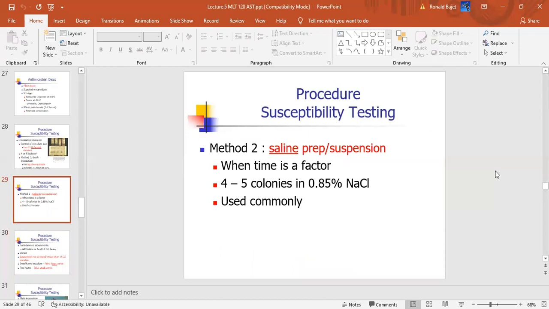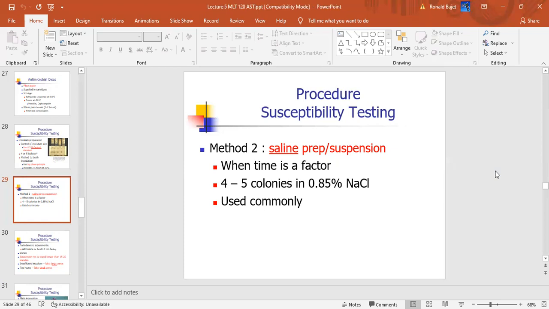Method 2 is not doing the log phase. Say, for example, you're slow on the bench and didn't read your cultures, and you didn't identify the colonies you want to work up because it's busy. You identify the colony you want to work up, and it's 11 o'clock and you've got to go to lunch and come back. It's already too late to put the organism in log phase. So what you do is take your colonies, add saline, and make your 0.5 McFarland. A lot of times this is used commonly.